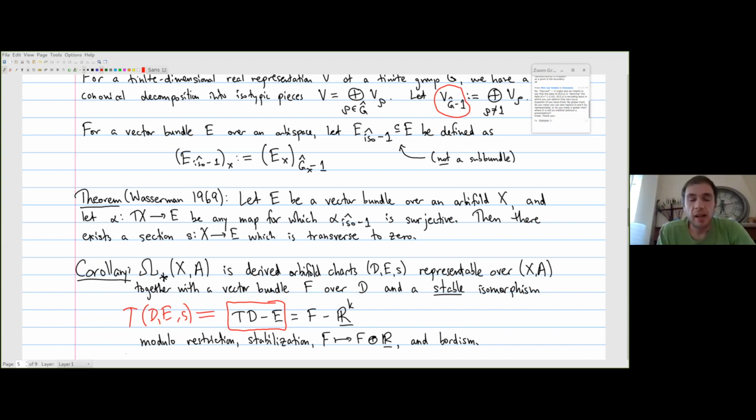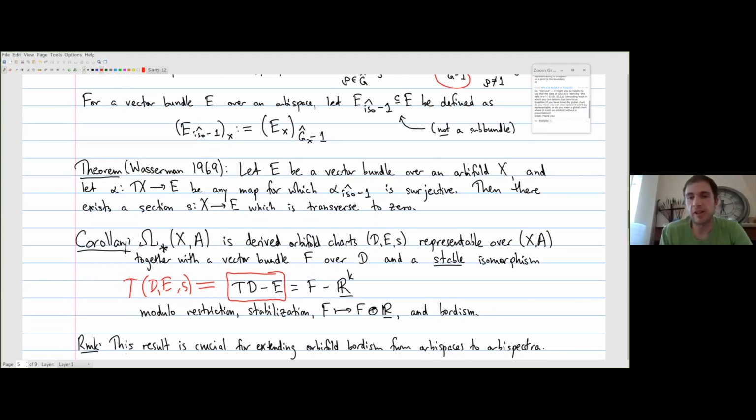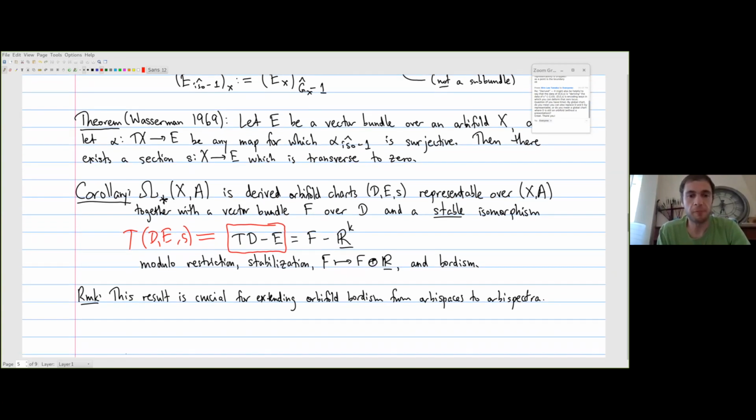And what you're saying is that I want this virtual vector bundle to be of the form some vector bundle minus a trivial bundle. And if I impose that sort of extra tangential structure, what I get is ordinary bordism. So I've described here ordinary bordism purely in terms of derived objects. And this is crucial, as I said earlier, for extending orbifold bordism from Orbispaces to Orbispectra, which will be necessary for the Pontryagin-Thom isomorphism.